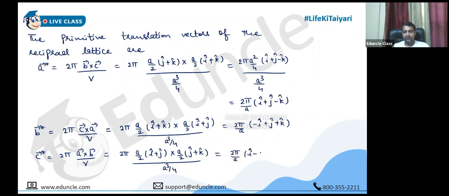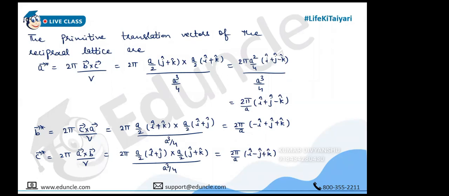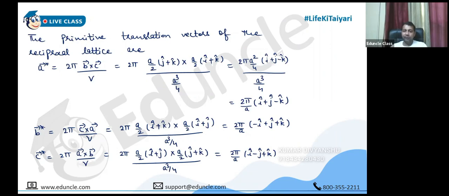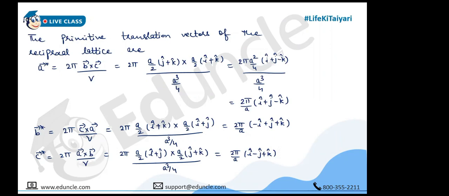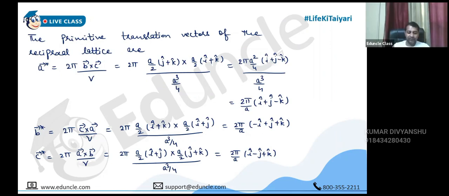Please check. Now these are the primitive vectors for BCC. Exactly. Noted, everyone?